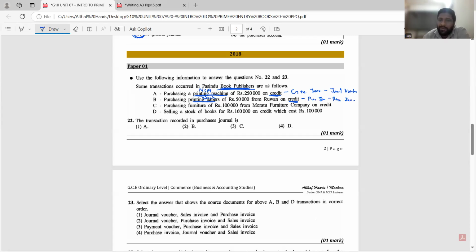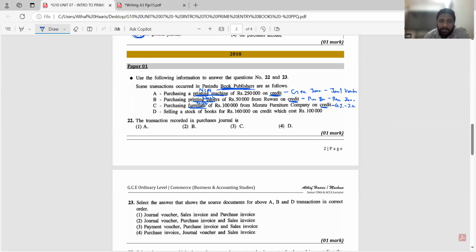Purchasing furniture. Furniture is maybe for his staff to sit and wait or to do some office work. So here he has purchased some furniture for 100,000. Non-current asset purchased on credit basis will go to the general journal. General journal, source document, journal voucher.